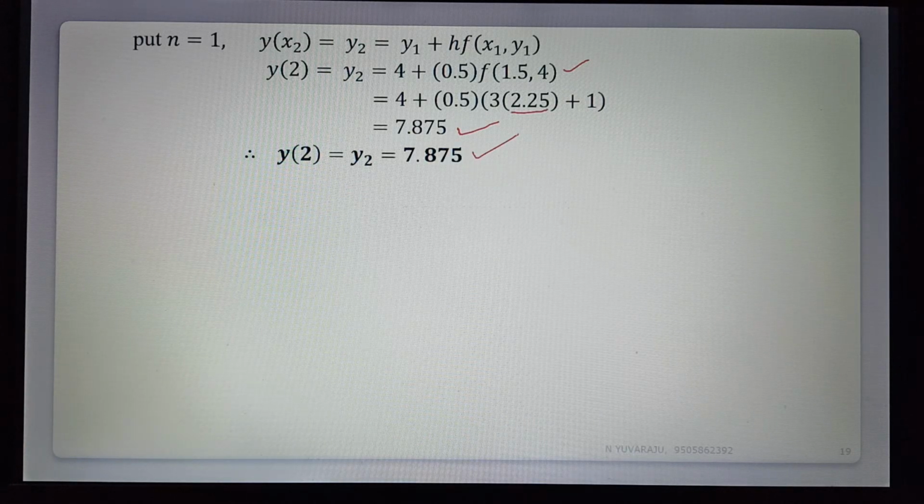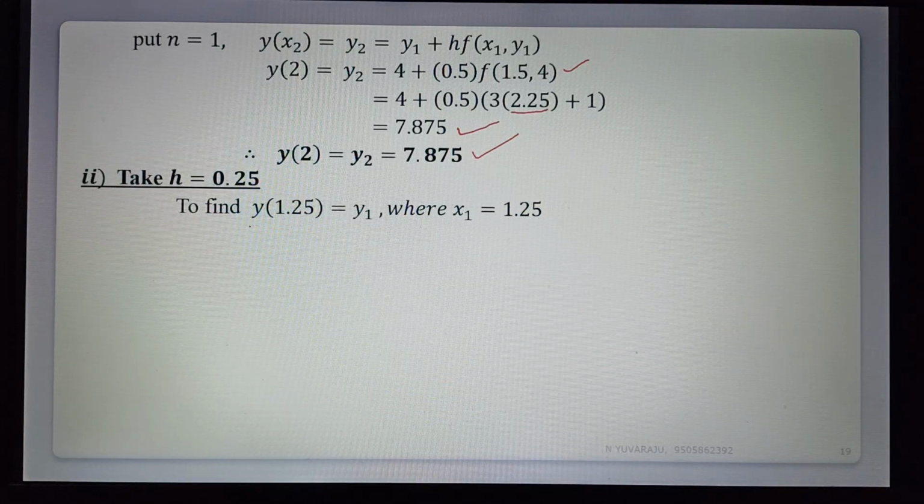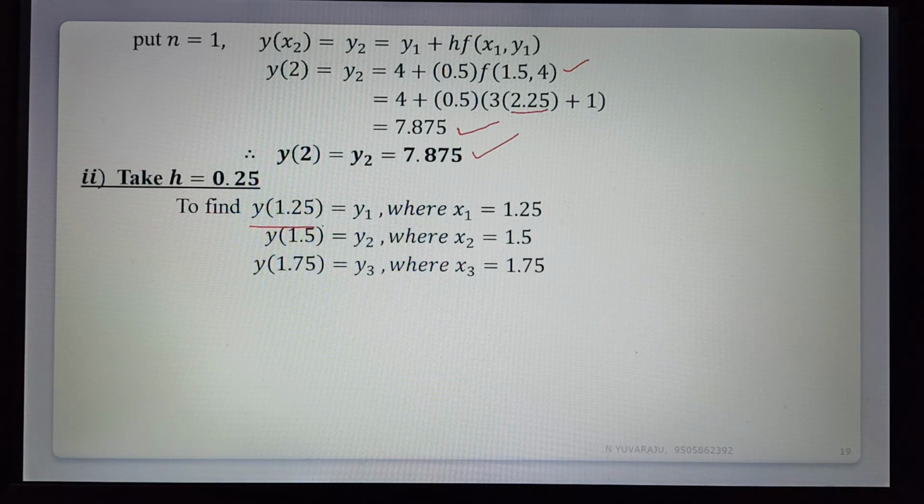Next, the second problem, take step length 0.25. The initial value is 1, and we have to find y of 2. Adding the step length 0.25, we get 1.25, 1.5, 1.75, next 2. So we have to find 4 values using the step length, that is y of 1.25 as y1, y of 1.5, y of 1.75, y of 2. First we have to find 3 values.